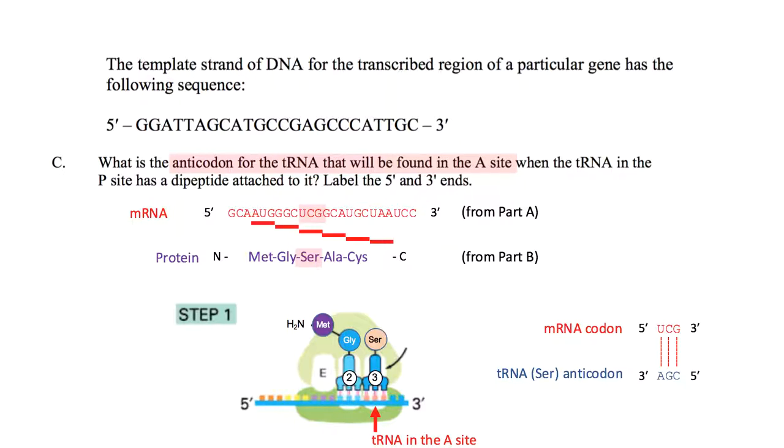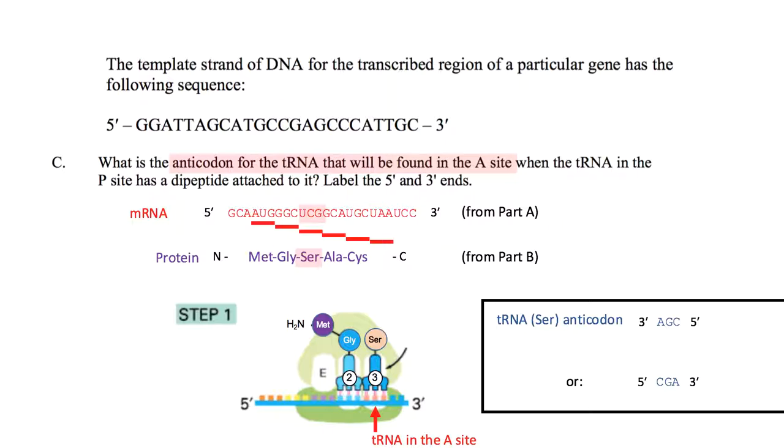Your tRNA anticodon for the tRNA in the A site when a dipeptide is on the P site tRNA is AGC, running in the 3' to 5' direction, or CGA written in the other direction, 5' to 3', from the answer key.